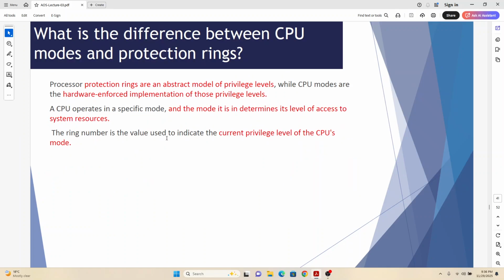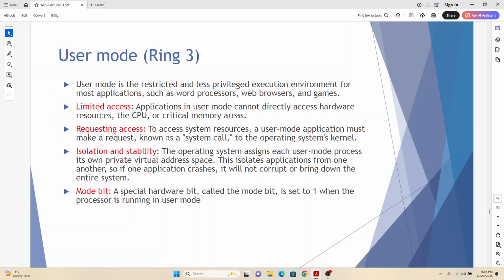What is the difference between CPU mode and protection mode? I have told you before that CPU protection rings are an abstract model of privilege levels. It is a virtual concept, while CPU mode is the hardware-enforced implementation. It is a physical phenomenon.